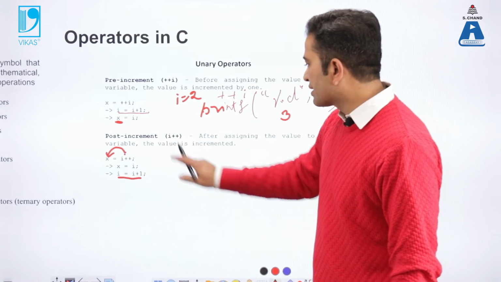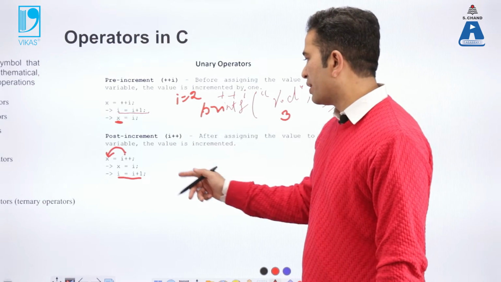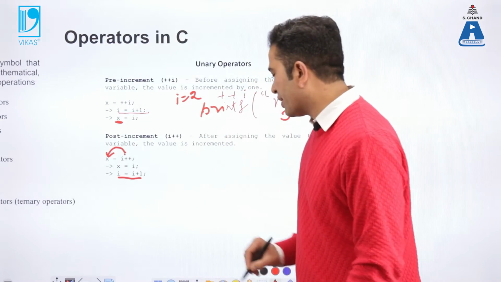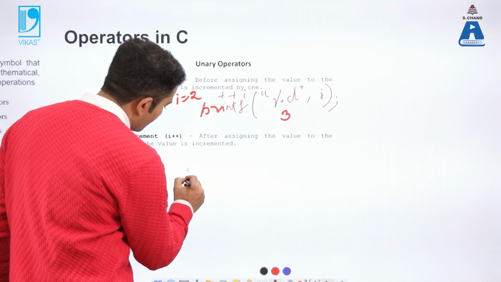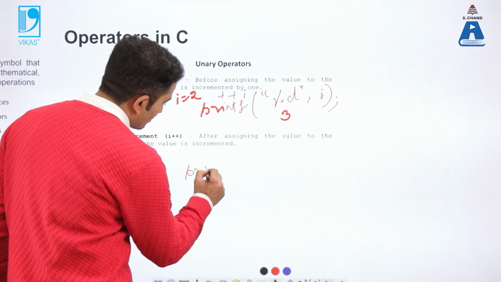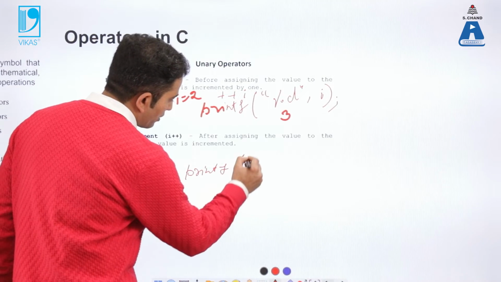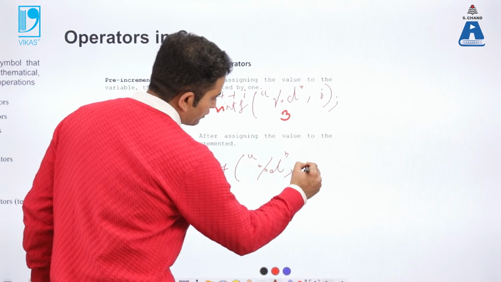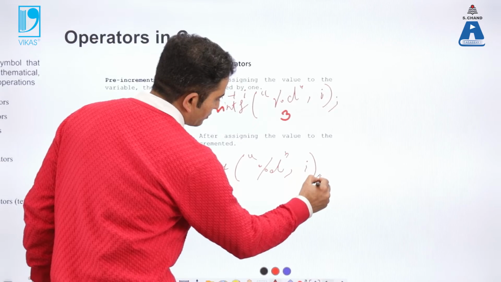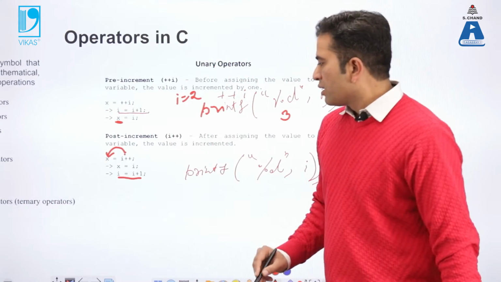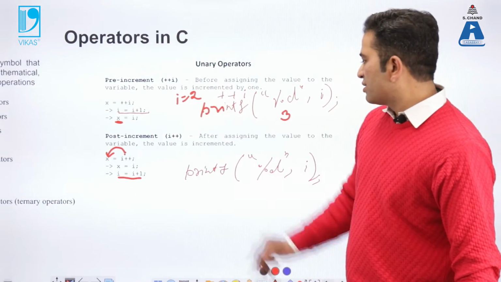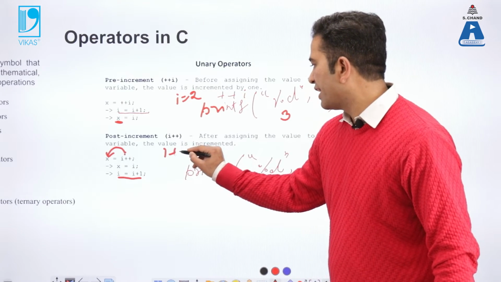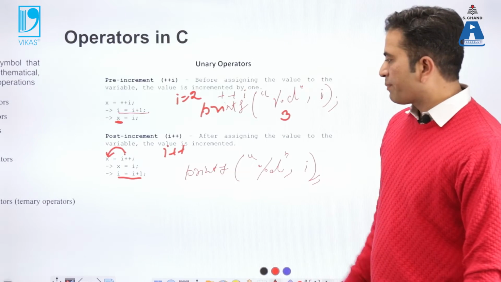And in this case, if I say I plus plus, it first assigns then increases. So if I write the statement again, printf I, and the value of I is the same as 2, so I plus plus, post-increment is there. So what happens?